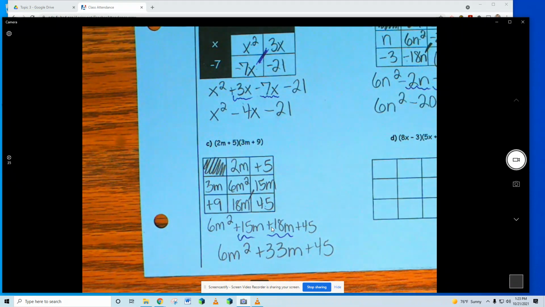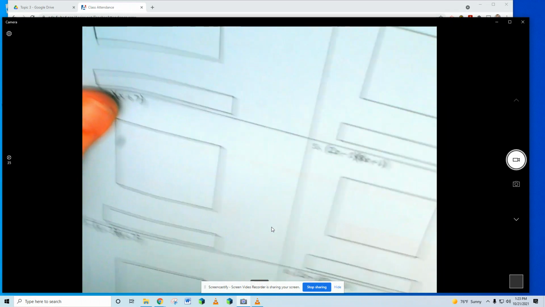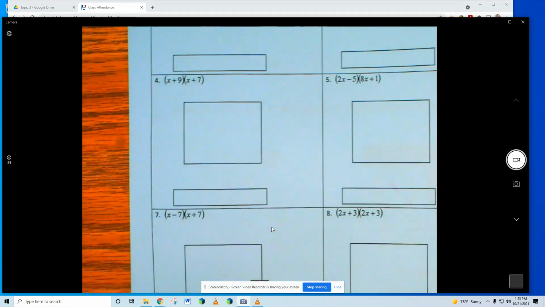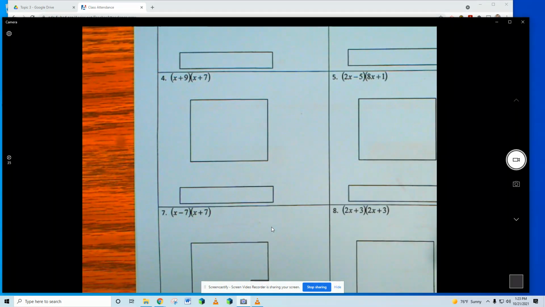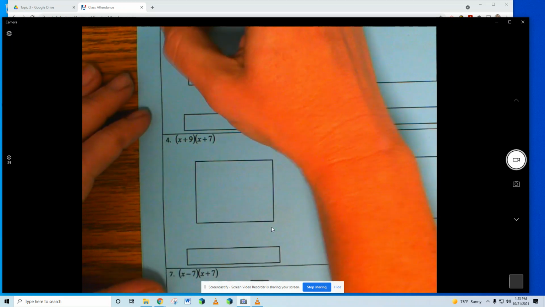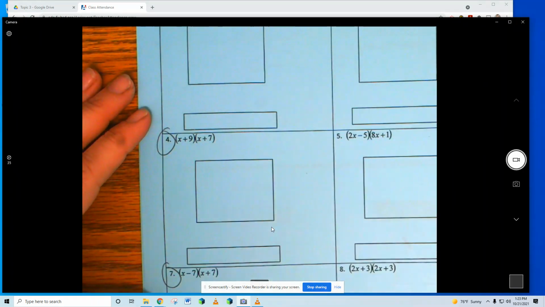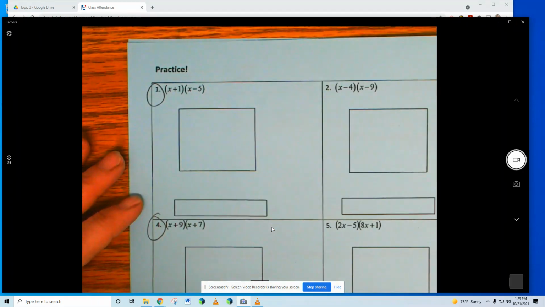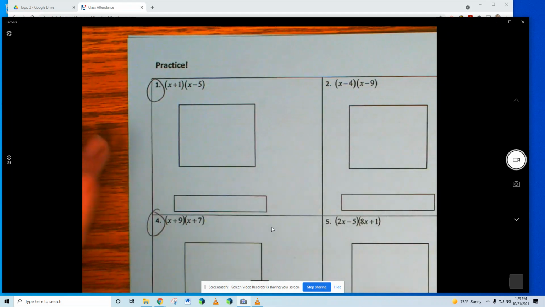Don't work ahead of me because I'm skipping a lot. So don't work ahead. I'm going to turn to the back page. So our job, I want you to do 1, 4, and 7. Yeah, so let's practice making the box.